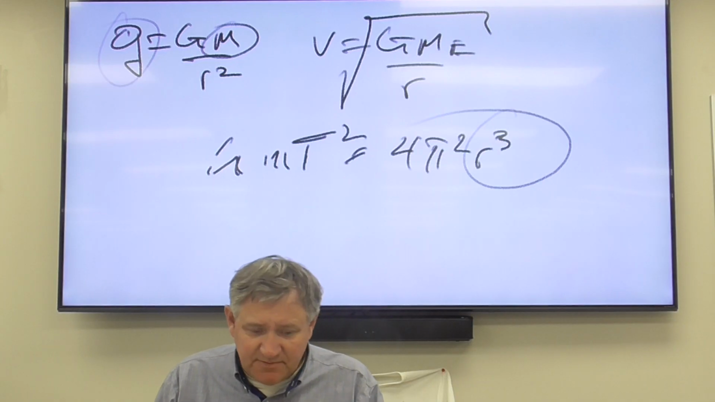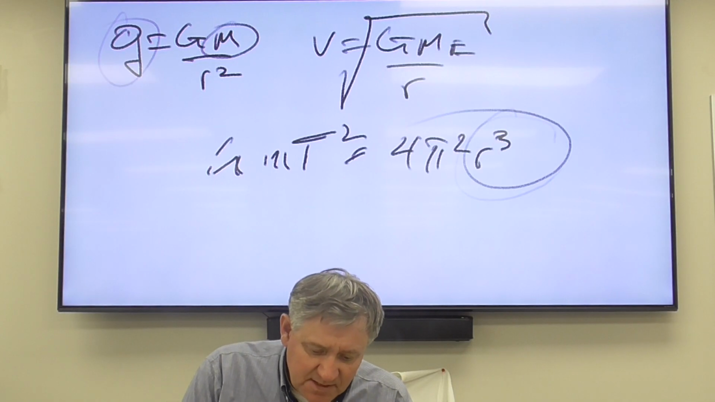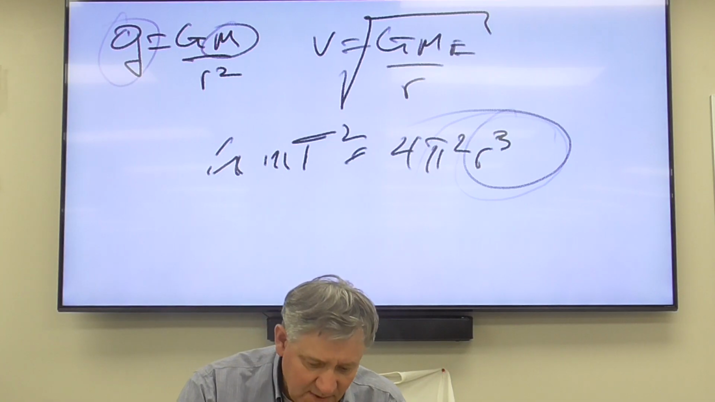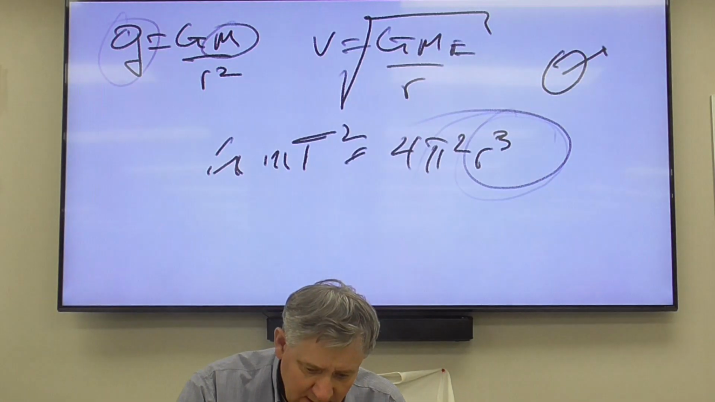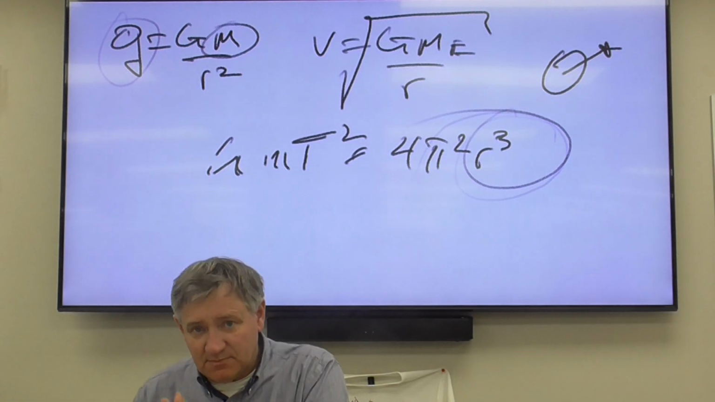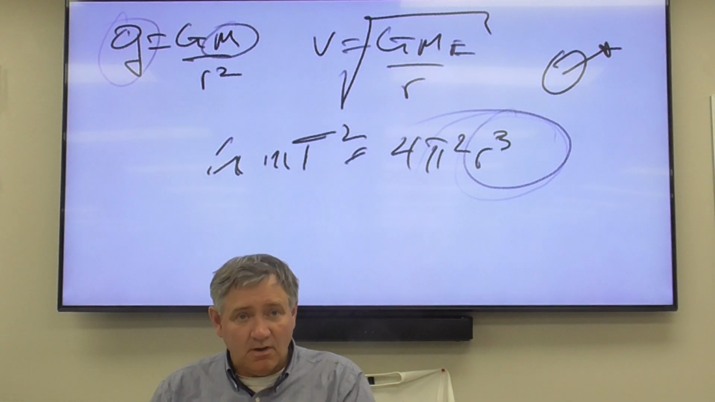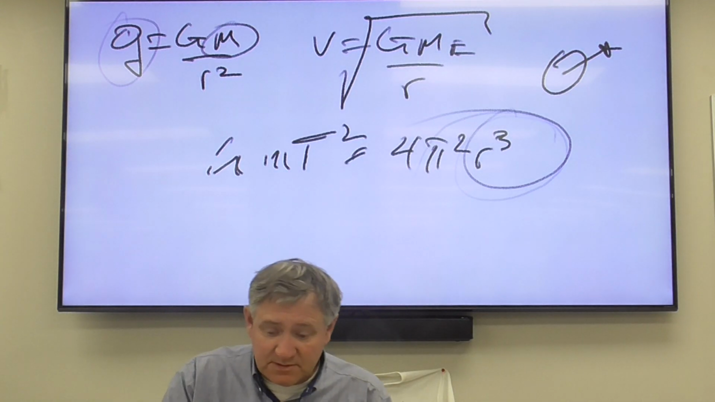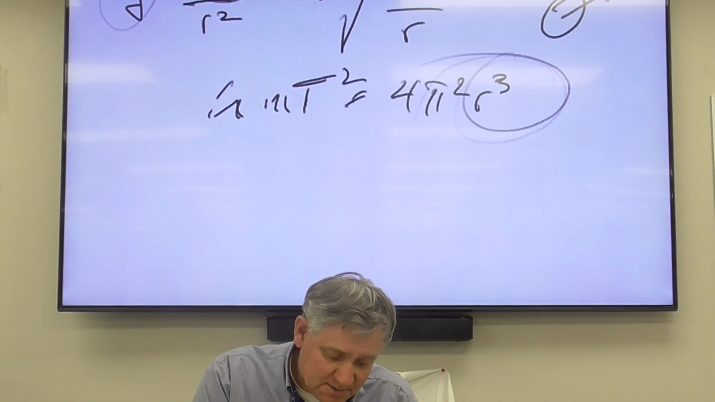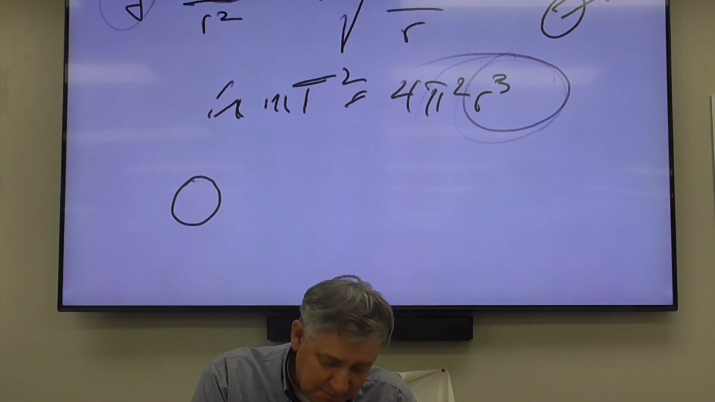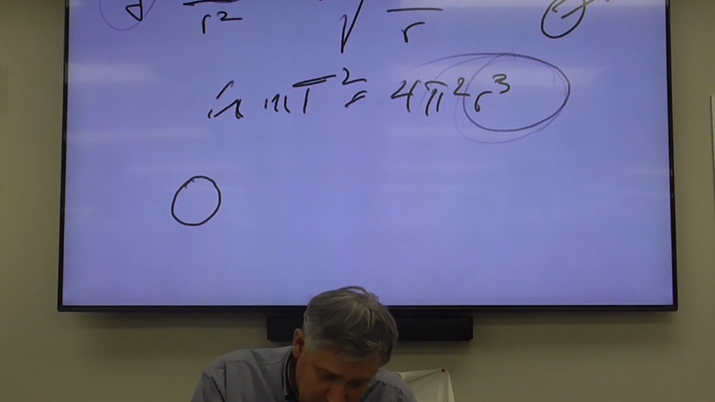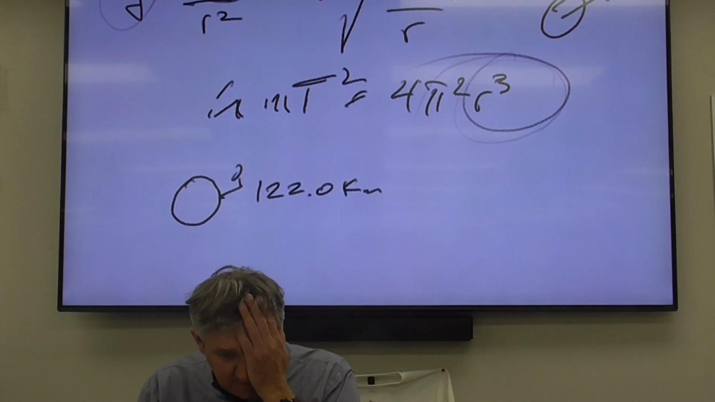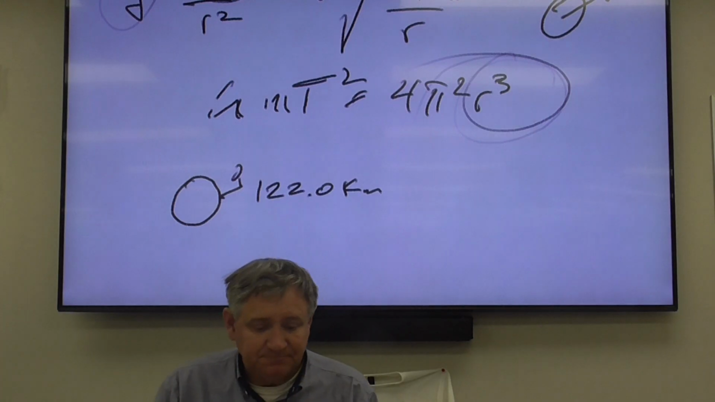So a couple words of advice. This r is always from the center out. It is never from the surface, okay? So here's what we're going to do. We're going to work this first problem. You got the planet, and you're told that the satellite is 122 kilometers above the Earth, and you want to determine the velocity and period of the satellite.